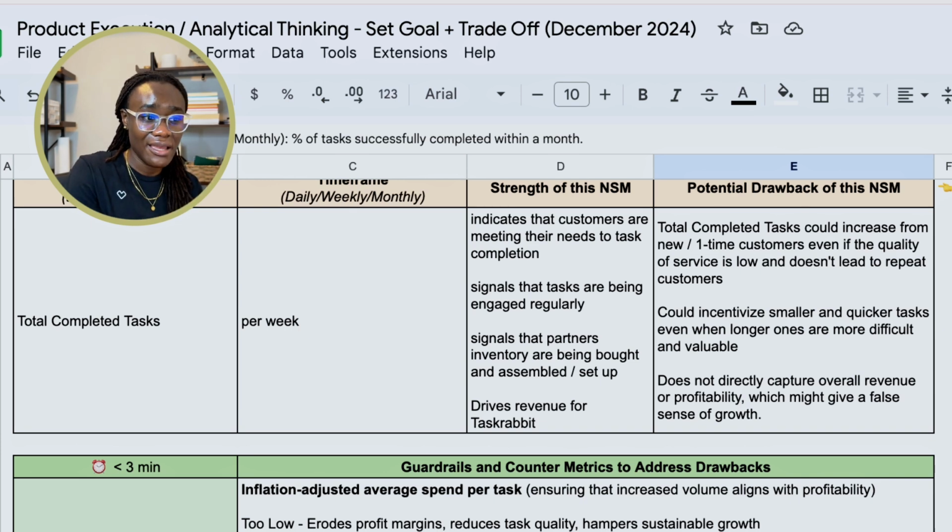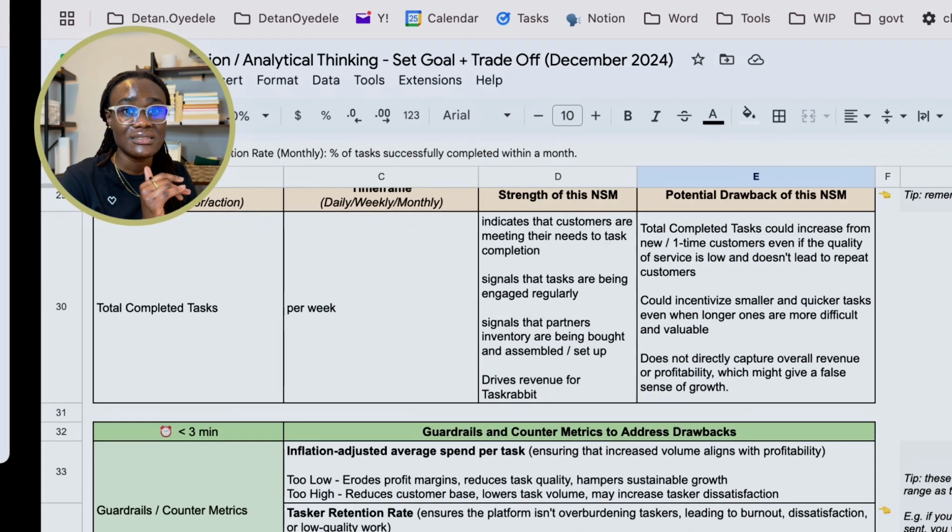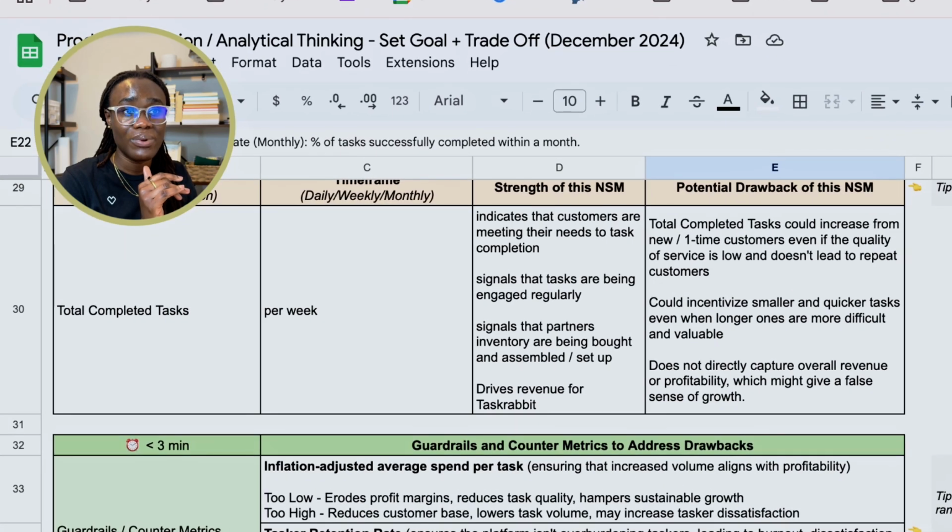But if it's too high, we may actually risk burnout. The quality of services may also be impacted, because if they are coming back and closing so many tasks, let's say 5 or 10 tasks on a daily basis, it may lead to burnout. So we want to make sure that our tasker retention rate is at a healthy balance, such that the demand and the supply of tasks is right for our taskers. So those are the things that we will look at when we're looking at the counter metrics, those two to keep an eye on, to make sure that we have a healthy enough platform.